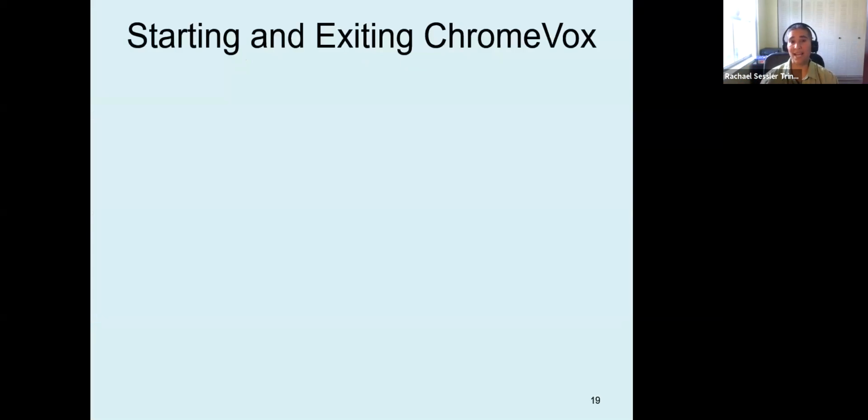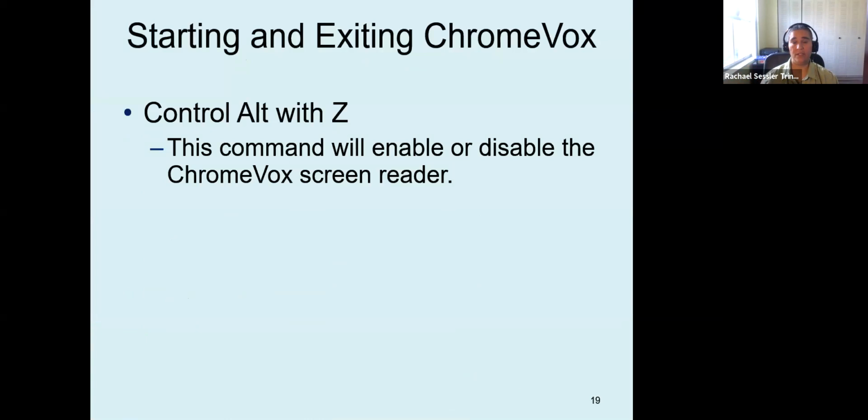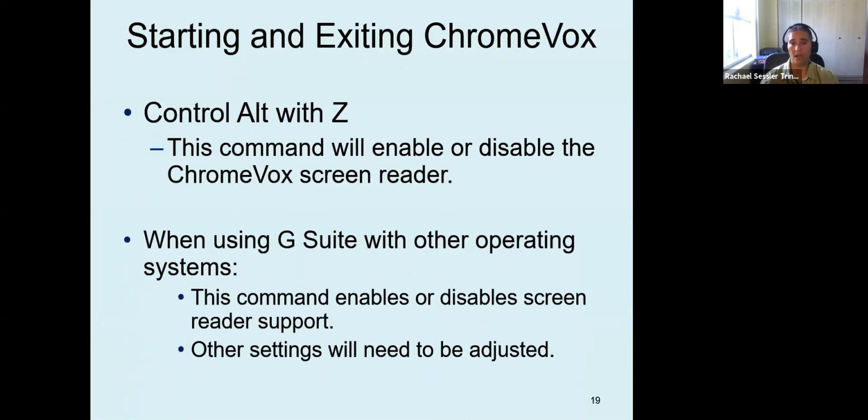So starting and exiting ChromeVox is very simple. It's going to be Control Alt with the letter Z. So Control and Alt are both modifier keys. So I hold those down and I tap the letter Z. That will toggle ChromeVox on or off.